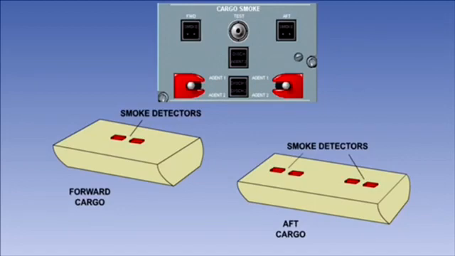We will go through the sequence of events which will occur in the case of an aft cargo smoke warning. If a pair of aft cargo detectors sense smoke, the red smoke light will come on. At the same time, the fire bell or chime will sound. The pilot will cancel the aural warning, then carry out the cargo fire warning checklist.